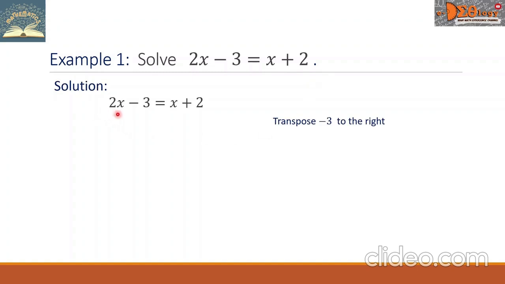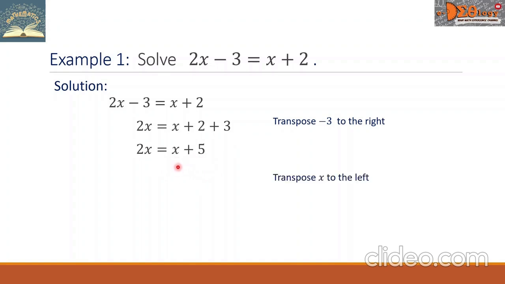First, let us isolate 2x on the left. That means, let's transpose the negative 3 to the right side. The negative 3 becomes positive when it is transposed. So, it becomes like this. 2x equals x plus 2 plus 3. Then we simplify 2 plus 3. The right side becomes x plus 5.